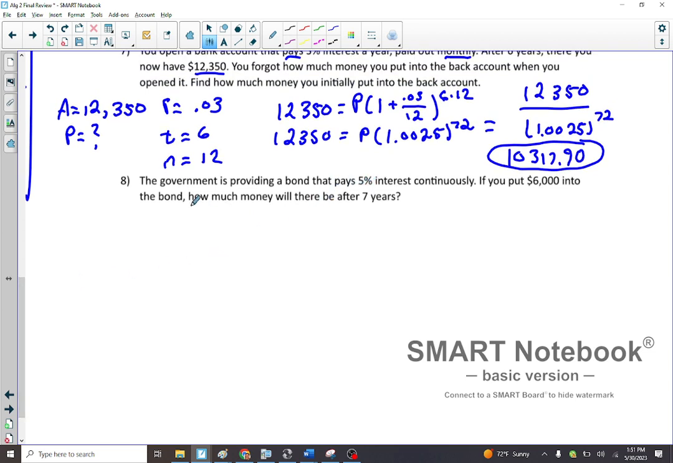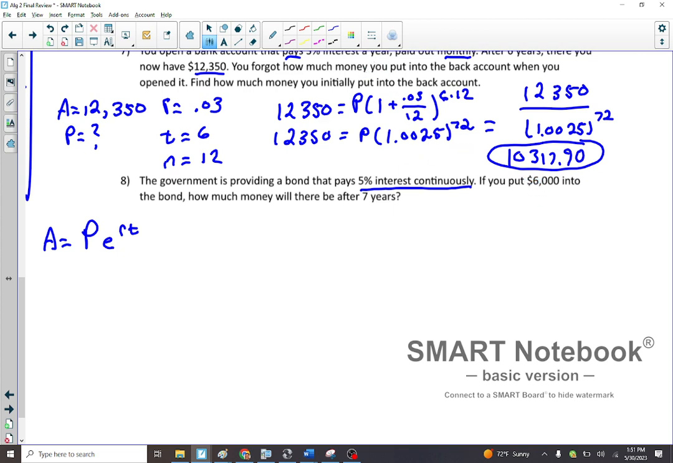All right. The government is providing a bond that pays 5% continuously. So continuously is a slightly different equation, but easier actually. P times E to the RT. The principal times E to the RT. This is the reason why E is a special value.